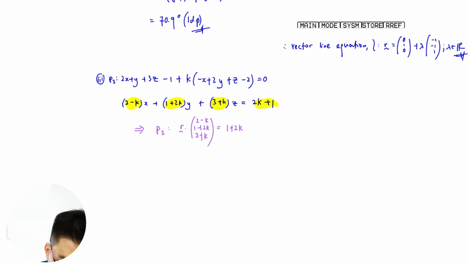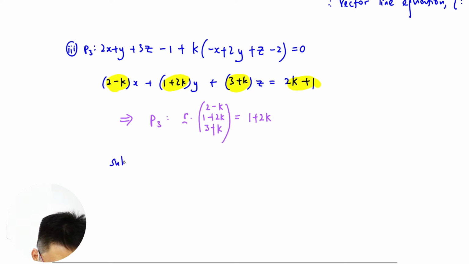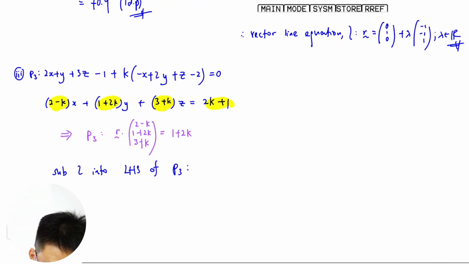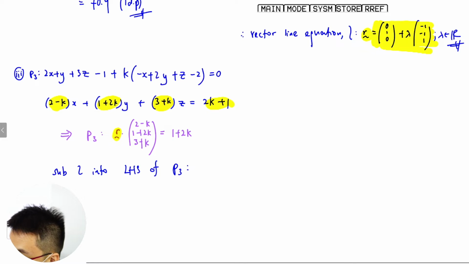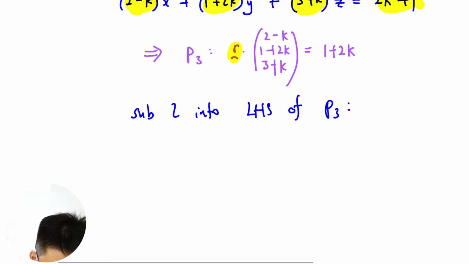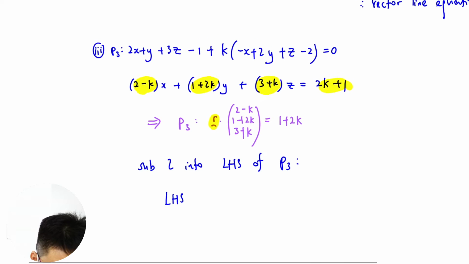Sub L into the left hand side of P3. Important, because you want to show that when you sub L inside here, this whole thing should equal the right hand side. When you want to show, you just need to show that it equals the right hand side. So here, left hand side is this part here.